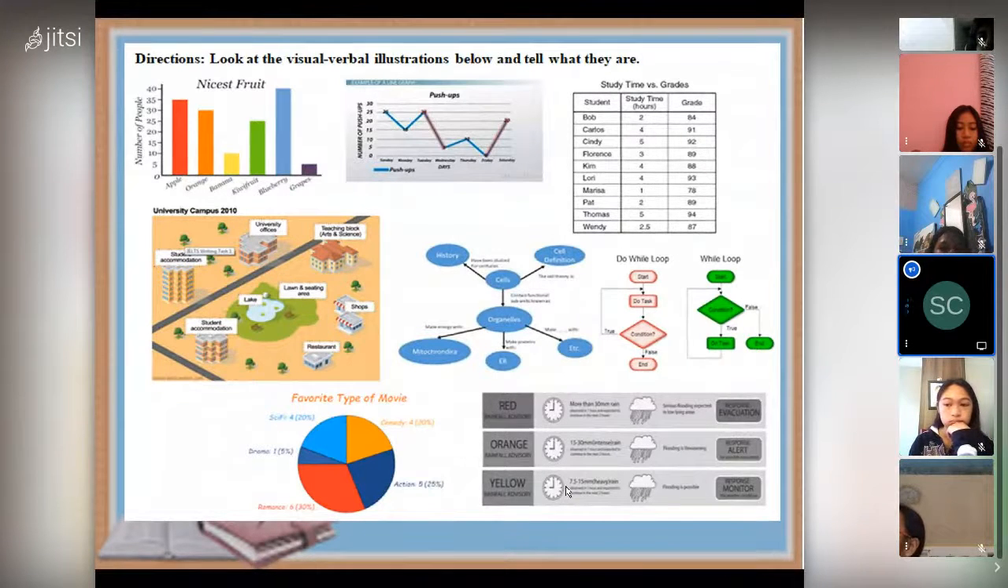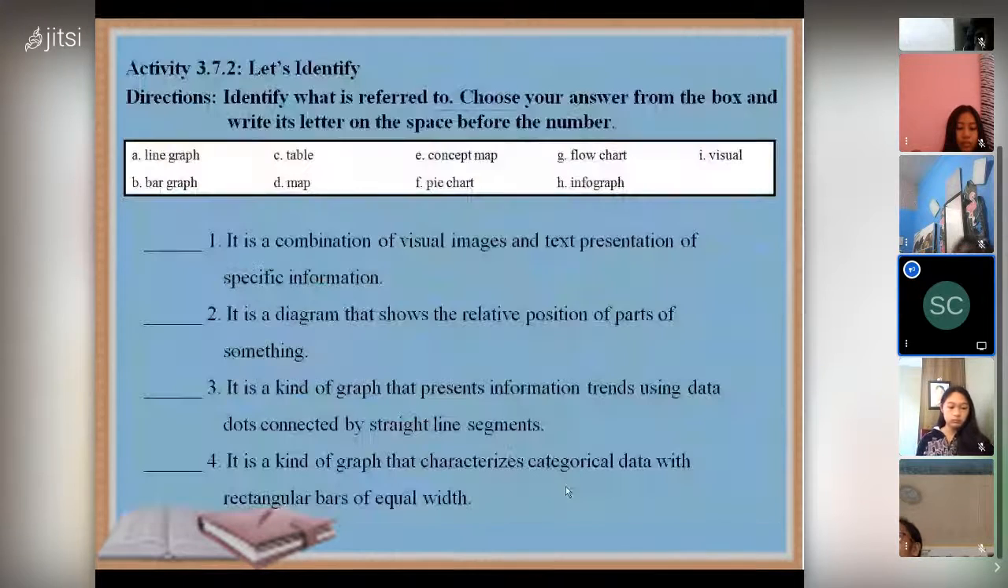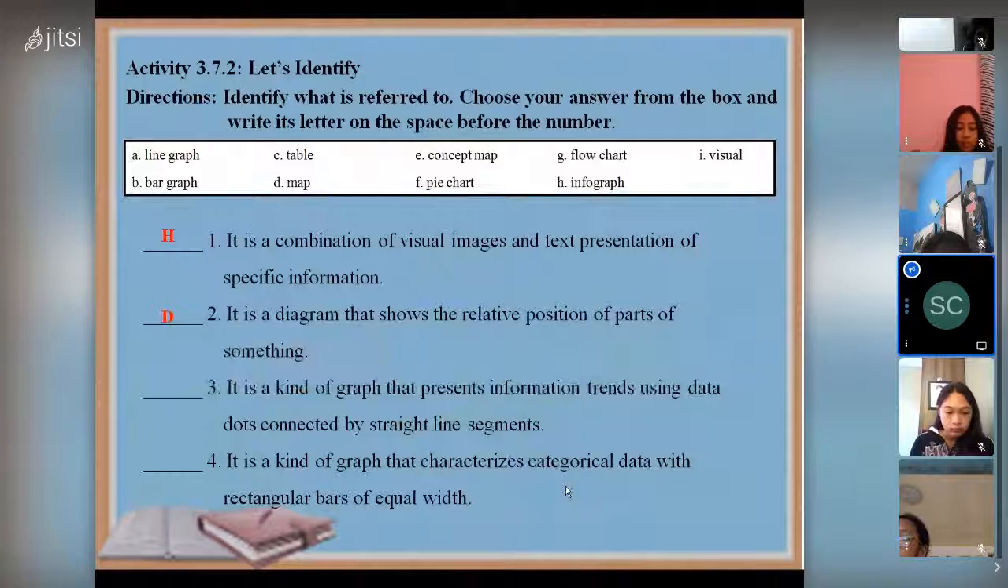Where is the students, where is the restaurant? Oh, it's in the southern part of the shops. That is relative position. Number 3. Joanna. It is a kind of graph that presents information trends using data dots connected by straight lines segments.